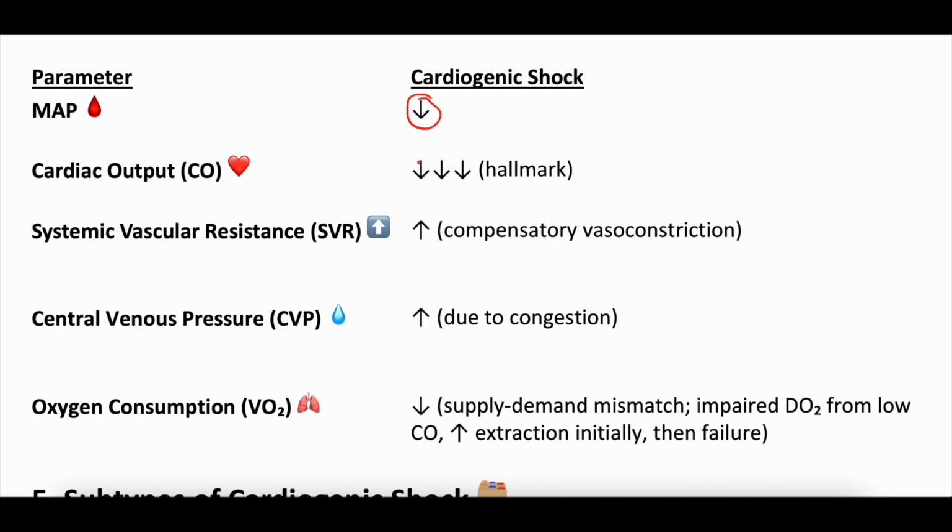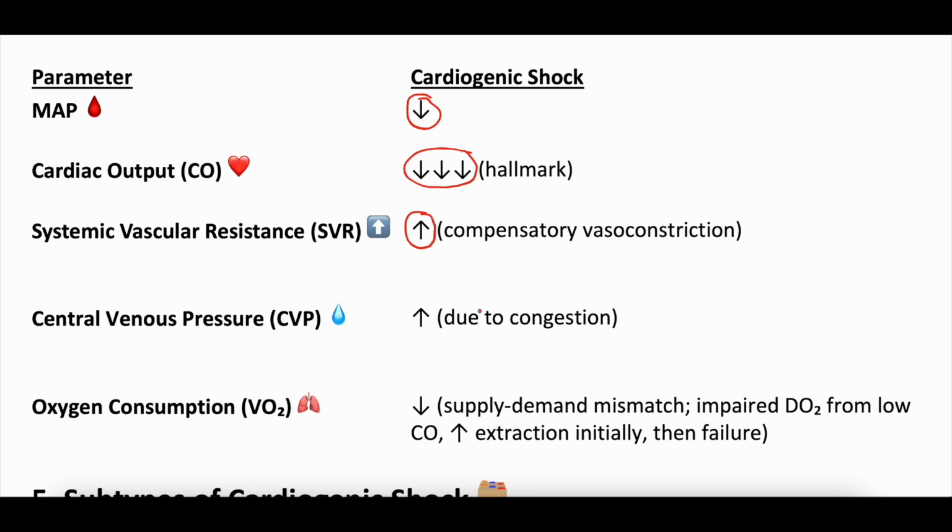Your cardiac output in cardiogenic shock is obviously going to be very low. That's one of the hallmarks of cardiogenic shock, low cardiac output. Your systemic vascular resistance, your SVR, we just talked about it's going to be high because your body's going to be vasoconstricting the blood vessels to try to maintain that MAP. And we also talked about how this sometimes can actually be bad for the heart when you get this high SVR state when you vasoconstrict because you stress the heart out more.